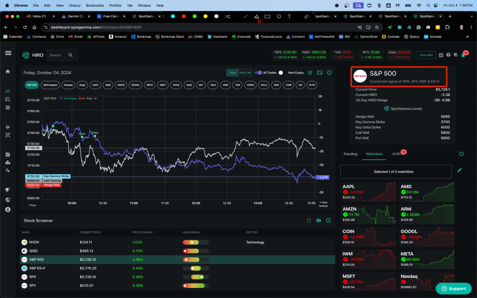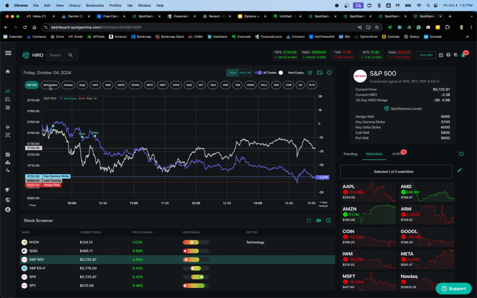There are two lines on this chart. The white line is the price for SPX, and the purple line is the Hero signal. A falling Hero signal indicates traders are taking negative delta options positions. They're buying puts and or selling calls. It is mostly decreasing today, but a rising Hero signal indicates traders are taking positive delta positions. They're buying calls and or selling puts. That's the first signal that we can take a look at for the S&P 500. That is the index signal. There's another signal that we can take a look at for the S&P 500.